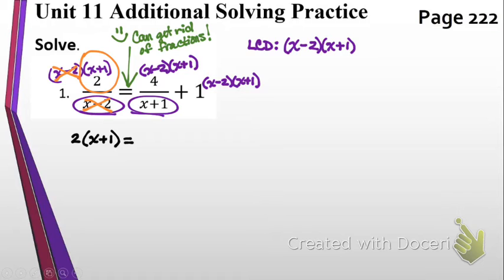In the second rational term, will anything cancel? The x plus 1s are going to cancel. What do I have remaining? x minus 2 and the 4. So I have 4 and I have x minus 2 inside parentheses here. I'm going to bring down that plus sign.